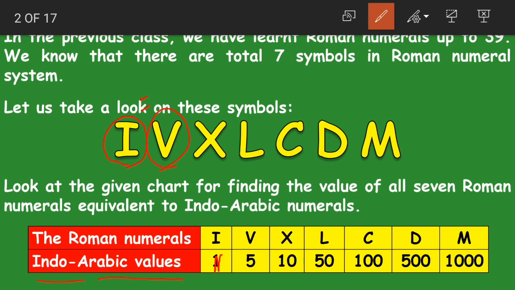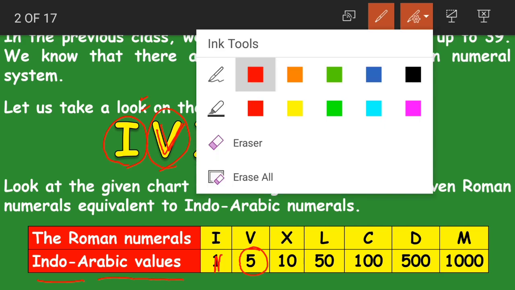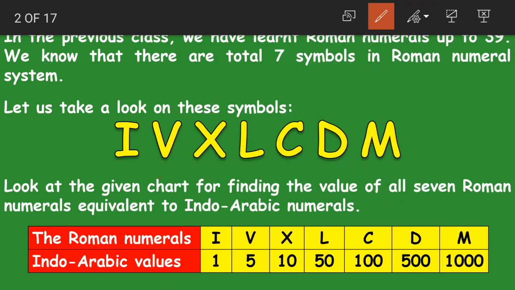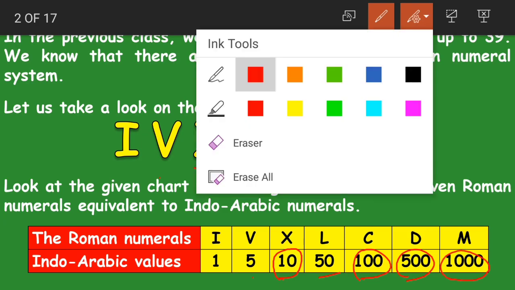Next, you know V. V stands for 5. You are in 5th class now, right? So when you say 5th class, you write it like this: 5th class, 5. Yes, children? So you know what V stands for. V stands for 5. Then X. X means 10. L. L means 50. C. C means 100. D. D means 500. And lastly M. M means 1000. Okay, children?